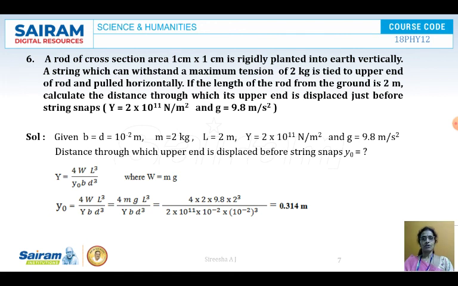So here we are going to calculate the amount of displacement. We are going to calculate the y naught. So y naught is nothing but 4w cube by Y b d cube. Rearranging the terms in the above formula, w is nothing but mg, l is given already, 2 meters, Y is also given, breadth is given as 10 to the power of minus 2, and d is nothing but 10 to the power of minus 2, because b and d both are the same. So substituting all the values into this equation, you will be getting the value of y naught as 0.314 meters.